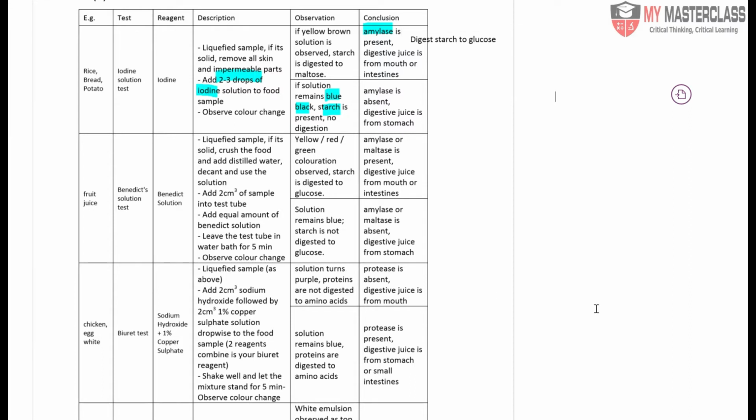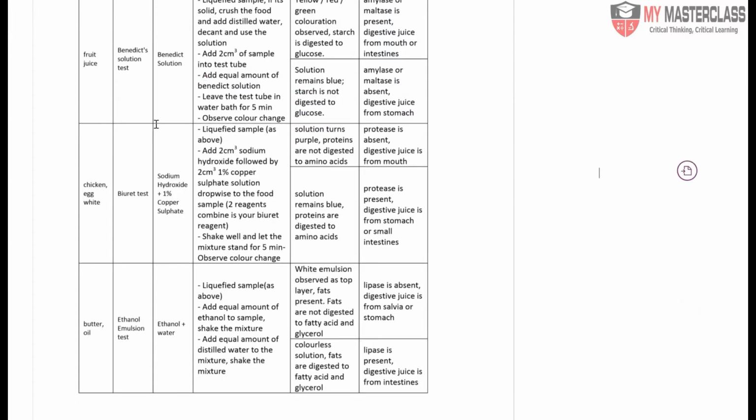Now the next one I have got is proteins. If the protein is not digested, the solution will turn purple. It is not digested. Protease, again same thing, the enzyme that will digest the proteins to amino acids. Let me write that down.